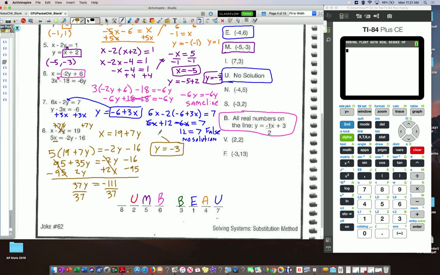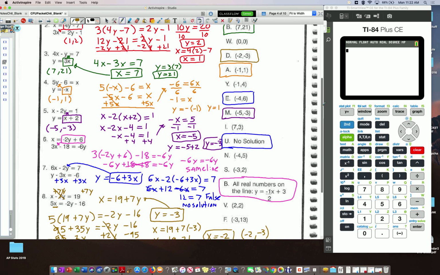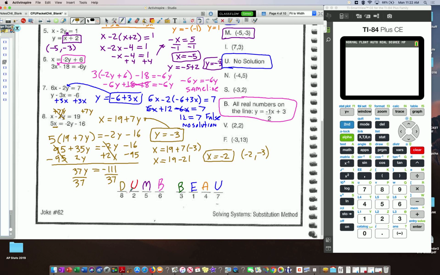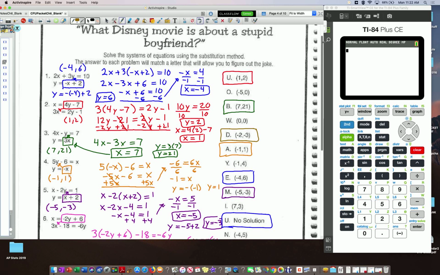So now what I can do is take it and plug it in right here with this equation to find x so much faster. 19 plus 7 times negative 3. So x equals 19 minus 21. So x equals negative 2. So I'm looking for the ordered pair negative 2, negative 3. So, I don't see it right until here. There's our D. So, to answer our question, what Disney movie is about a stupid boyfriend?